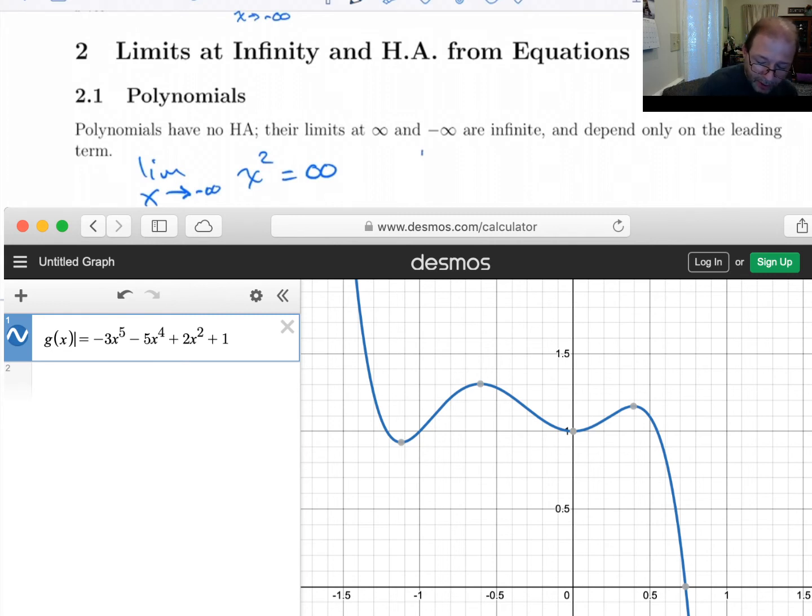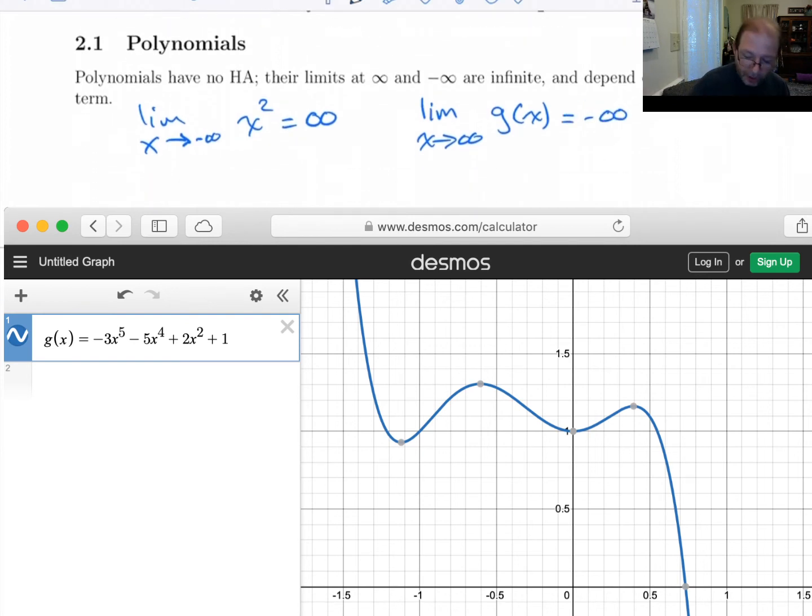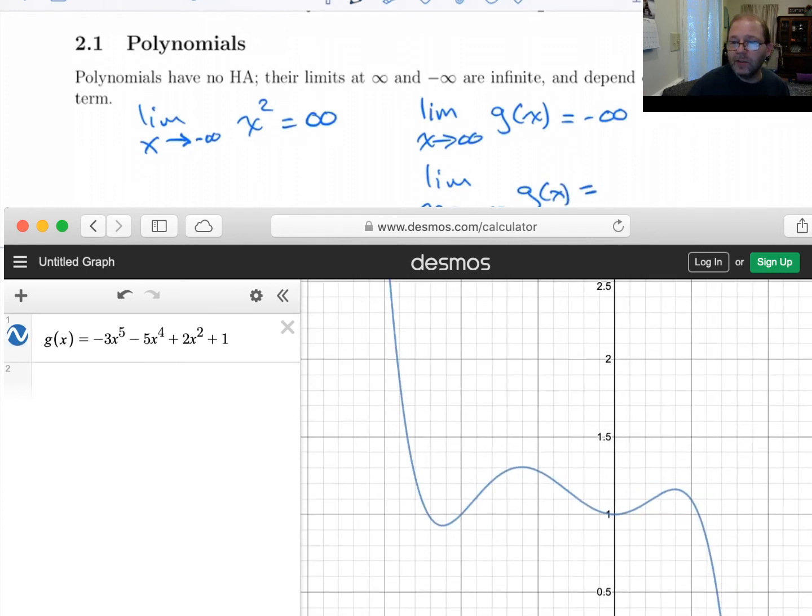If I look at this g of x, when x goes to infinity, all we have to do is look at what's happening. As x grows large, y is growing large, negative. You can see the graph, it's going down. So this is going to be negative infinity. And similarly, if x is going to negative infinity of g of x, we see what happens as x grows large in this direction. Well, as x grows large, y grows to positive infinity. So this is going to be positive infinity.